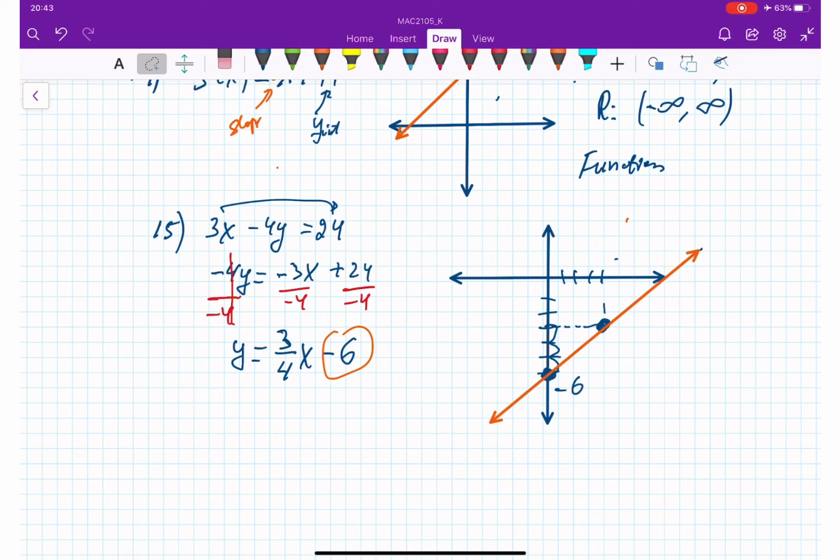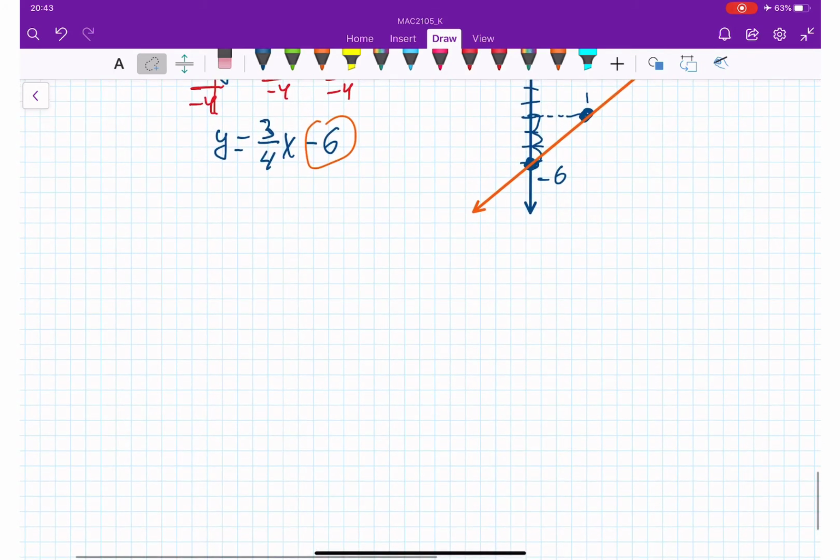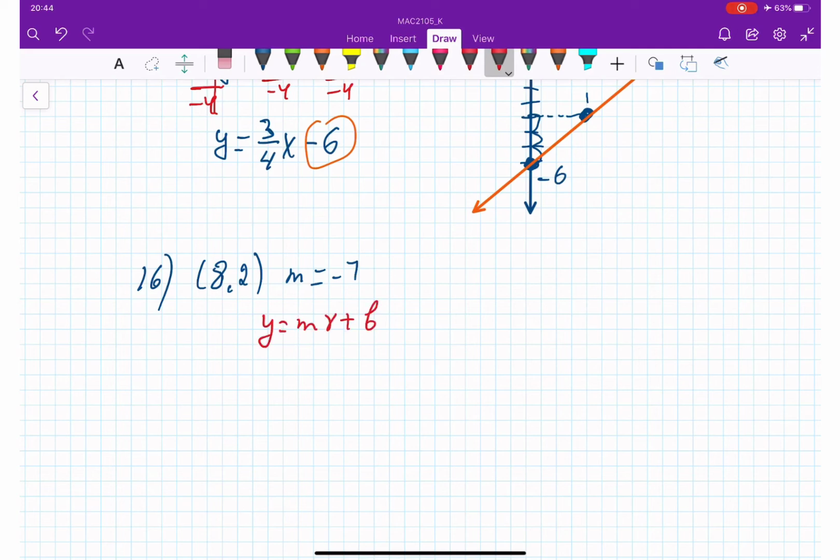Question number 16. We need to write an equation for the line that goes through the point 8, 2, and the slope m is equal to negative 7. Okay, so the slope is already given as negative 7. All we have to do is plug into the form y equals mx plus b. Okay, let's do it. So I'm writing down, this is my x1, this is my y1. So my y is 2, equal to m which is negative 7, my x is 8, times 8, and b I don't know, I'm going to find out.